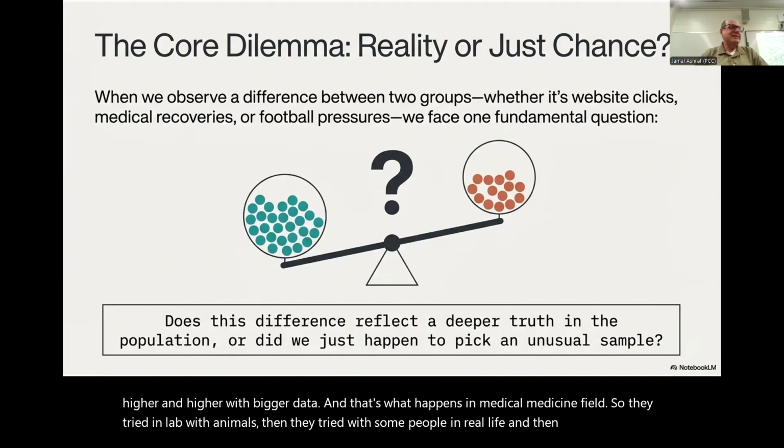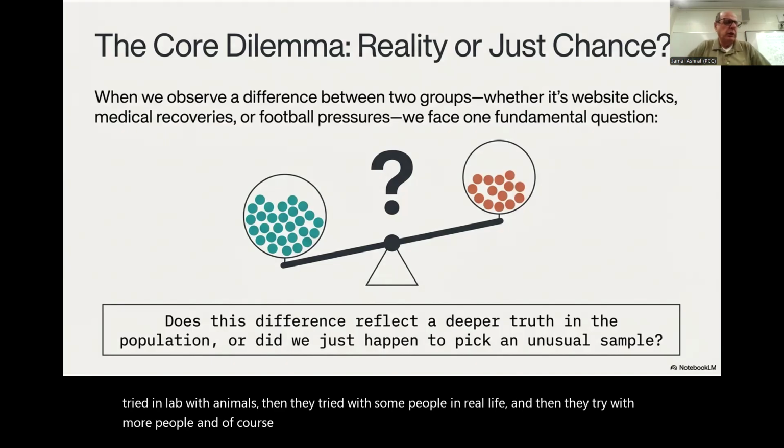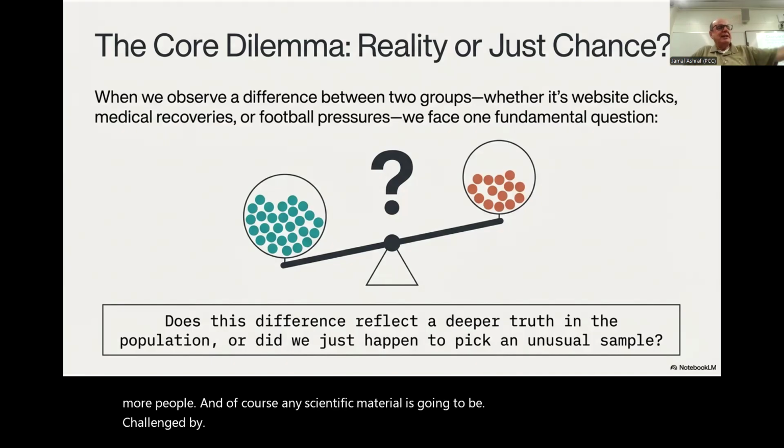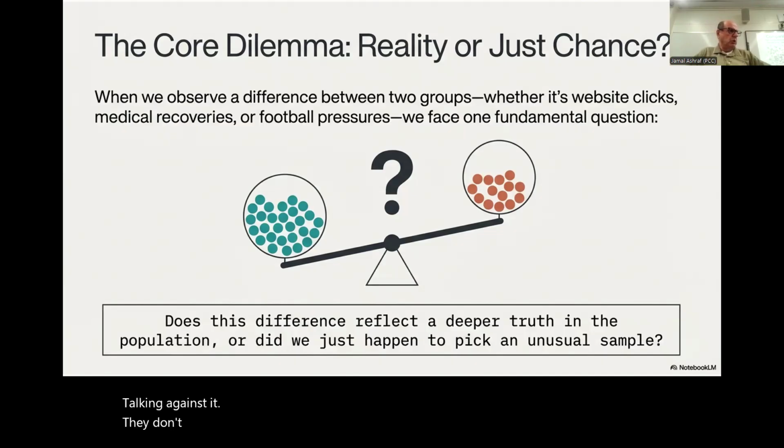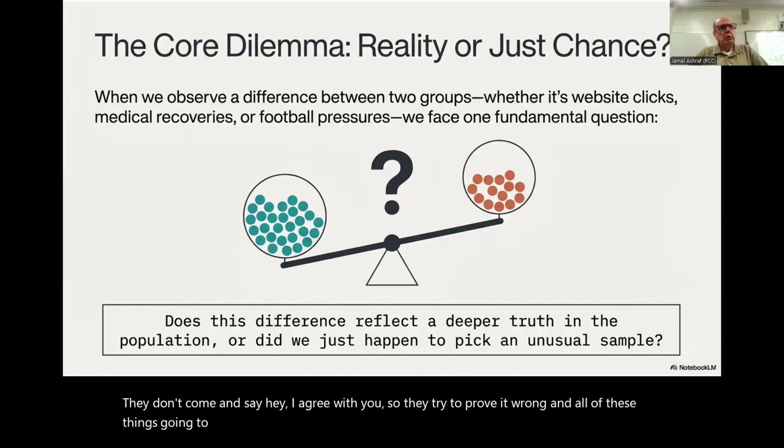And of course, any scientific material is going to be challenged by peer reviews. Peer reviews are scientists who look at your findings and critique them for you. They try talking against it. They don't come and say, hey, I agree with you. They try to prove it wrong. And all of these things lead up to a medication.